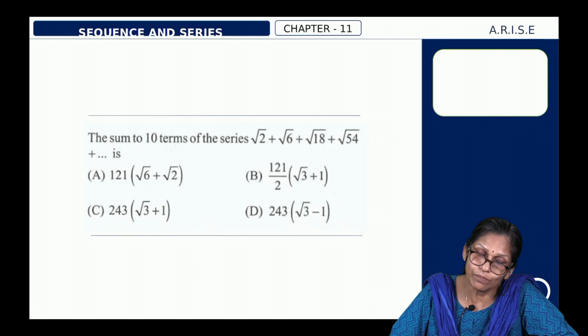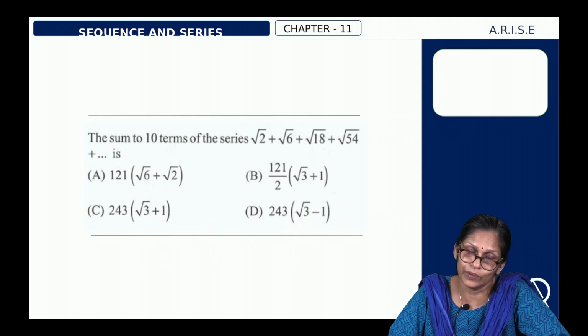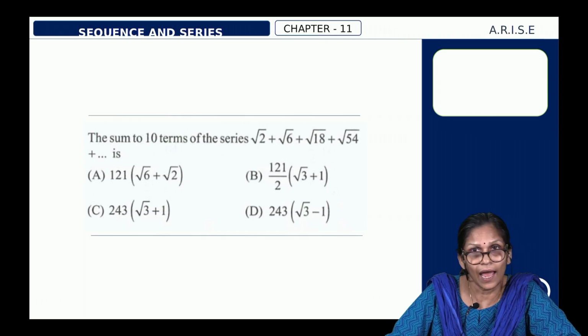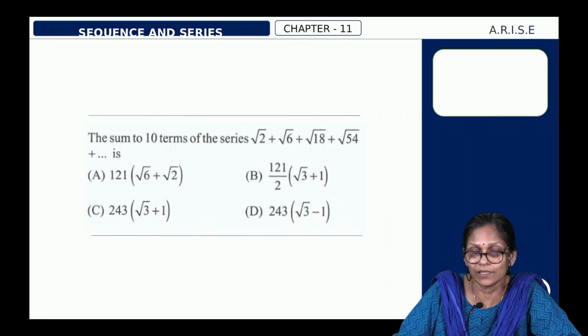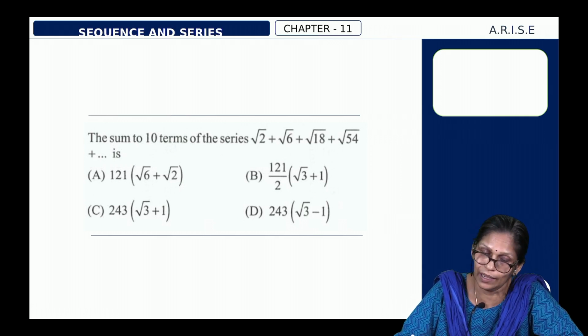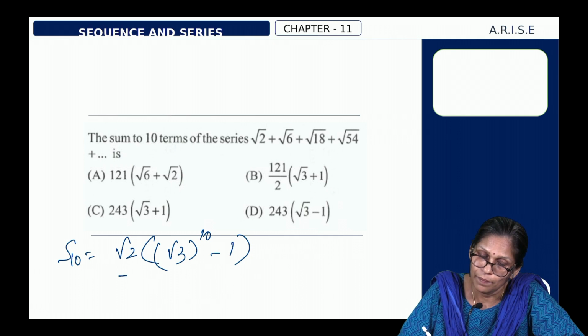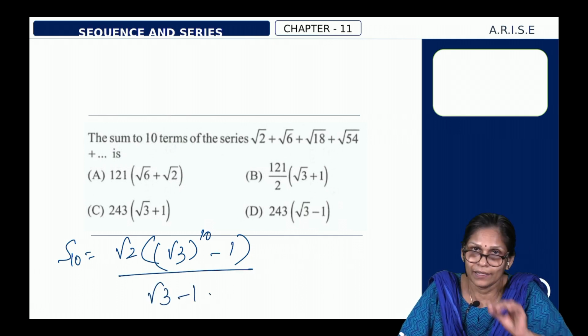Now, sum to 10 terms of the sequence. Now, what kind of a sequence is this? Isn't this a GP? Because the common ratio is the same, second by first, third by second are all equal to root 3. So, what is the sum to 10 terms in a GP? a into r raised to n minus 1 by r minus 1, that is root 2 into root 3 raised to 10 minus 1 by root 3 minus 1.